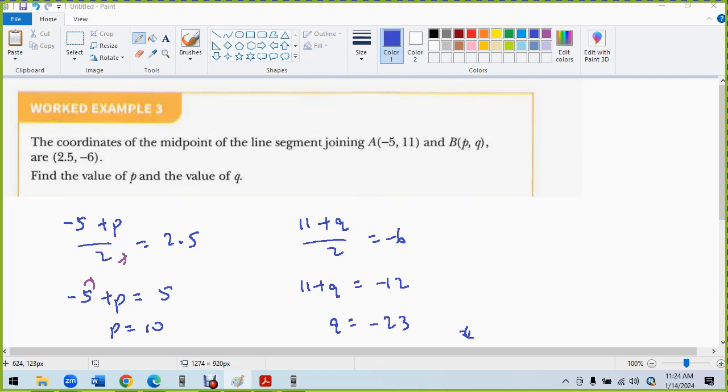We know that the midpoint is (x1 plus x2) over 2 and (y1 plus y2) over 2. So this is x1, y1, and this is x2, y2. This is the midpoint. So negative 5 plus p divided by 2 is 2.5, and 11 plus q divided by 2 is negative 6. Then we solve it and we will get the values of P and Q.